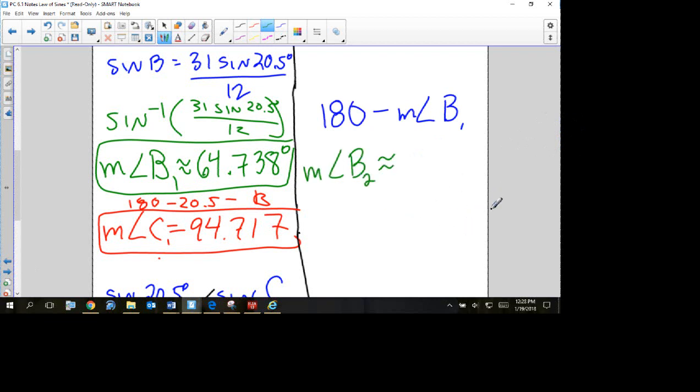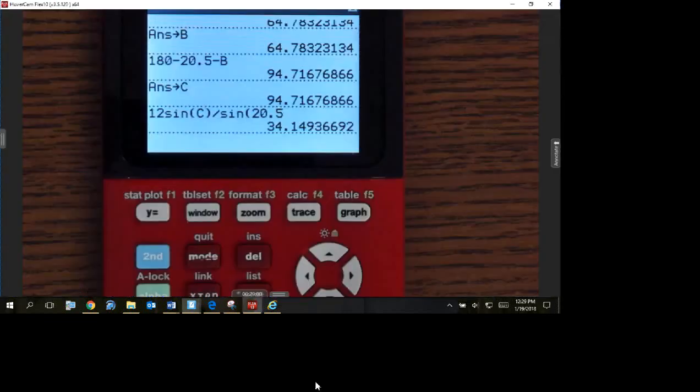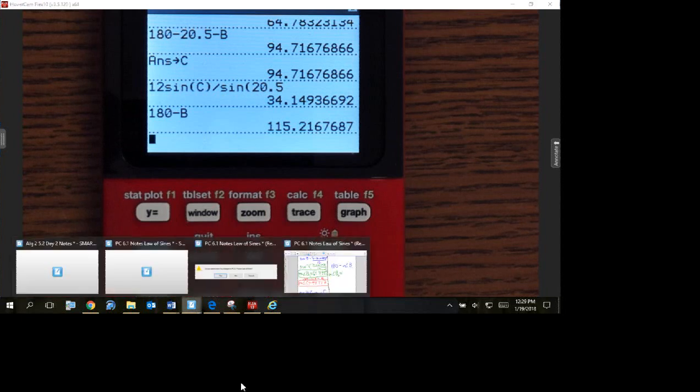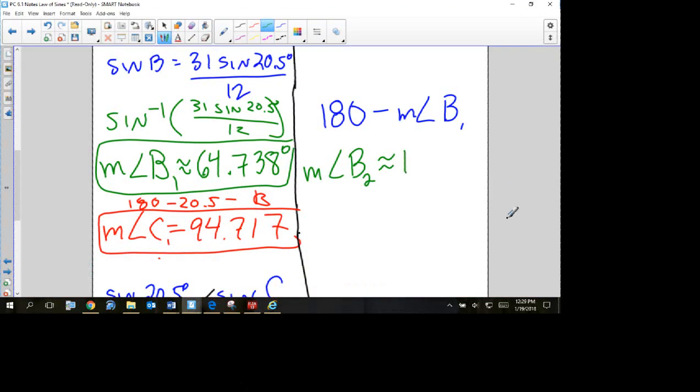So remember how we stored our B before? Now I don't have to go up, up, up to try to find it. I can just on my calculator do 180, take away alpha B. There it is, 115.217. We have our B.